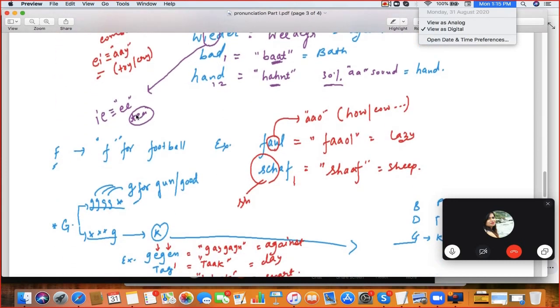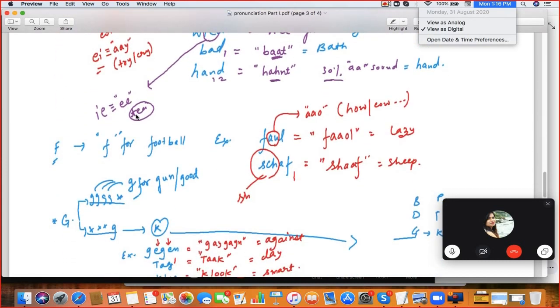Okay. Next is F. F is a simple first sound. So speak the example. Foul. AU is having the ow sound. AU is ow. Okay. Foul.